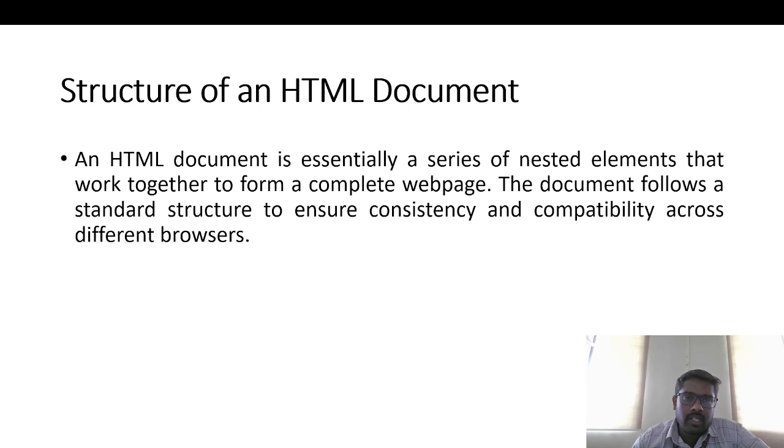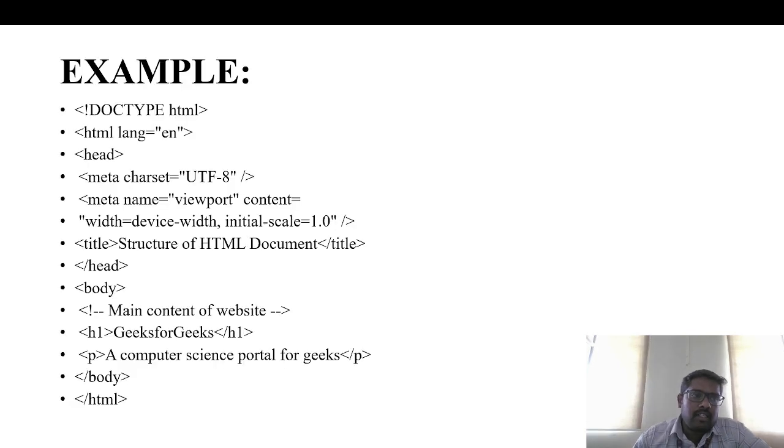Let us look at an example. Here we are using the document type HTML. Let us look at each line. The document type HTML tells the web browser that this file is written in modern HTML. So what is the version? It is declared in the document type format, and for this purpose we use the document type HTML.